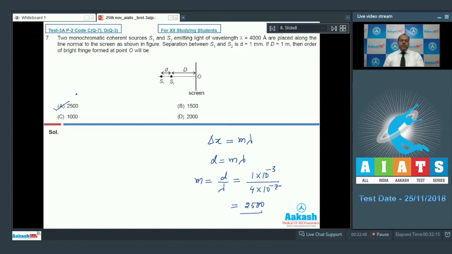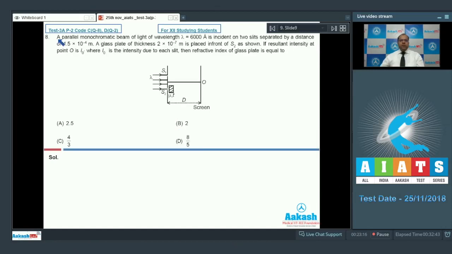Let's move to question number 8. In question number 8, a parallel monochromatic beam of light of wavelength 6000 angstrom is incident on two slits separated by a distance of 4.5 into 10 to the power minus 4 meter. A glass plate of thickness 2 into 10 to the power minus 7 meter is placed in front of S2 as shown. If the resultant intensity at point O is I0, where I0 is the intensity due to each slit, then the refractive index of the glass plate is equal to.